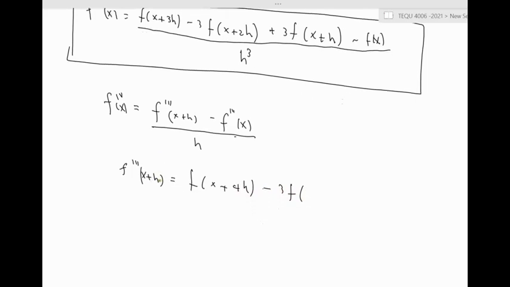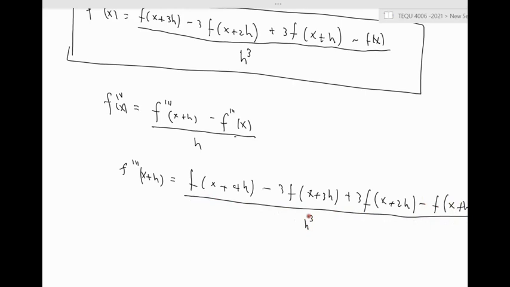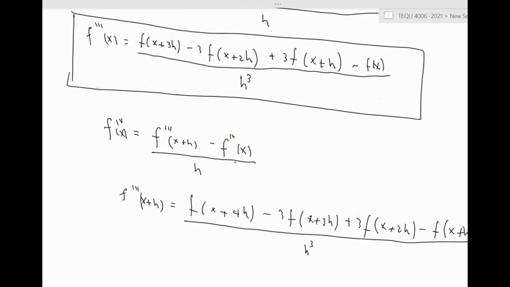x plus h, that will be x plus 3h, and then plus 3f of x plus h, that will be x plus 2h, minus f of x, minus f of x plus h, and the whole thing divided by h to the cube. All right, that's f of x plus h. The third derivative of x is just this one here.